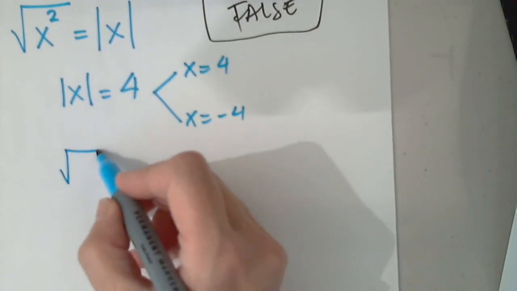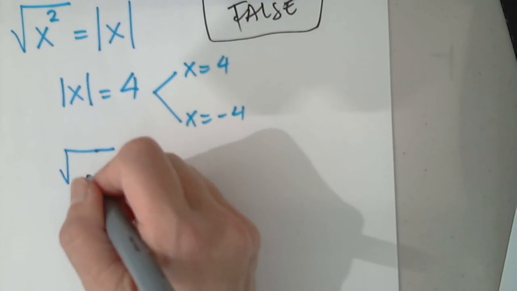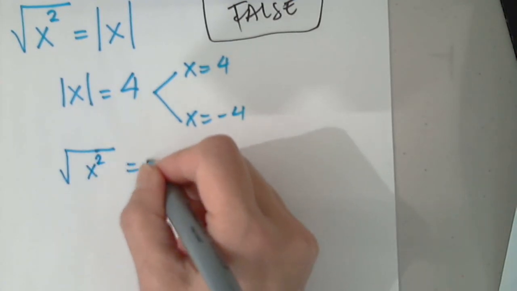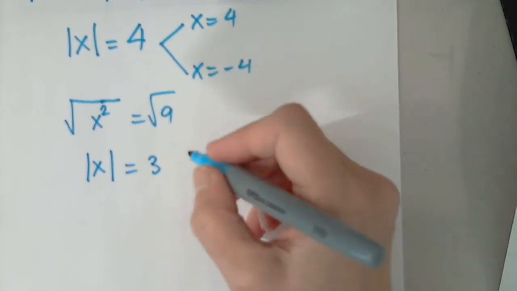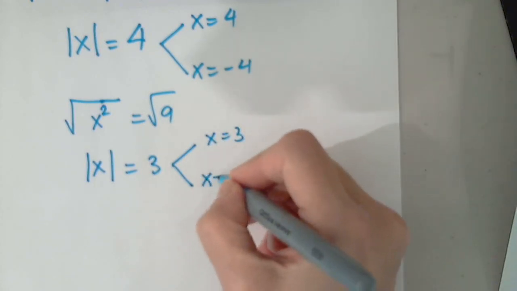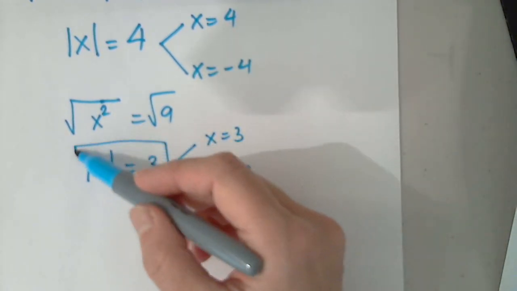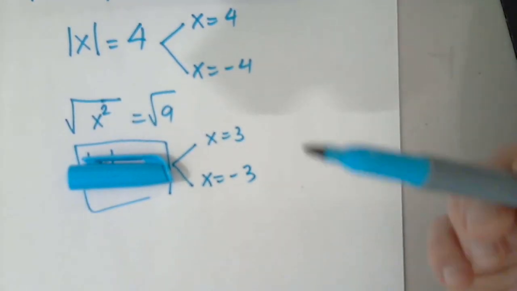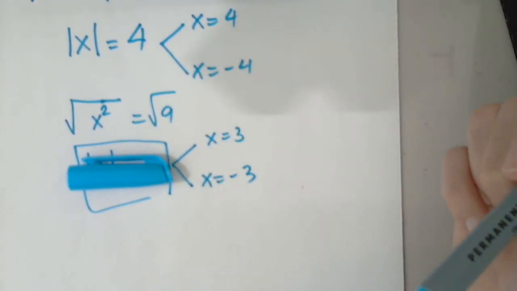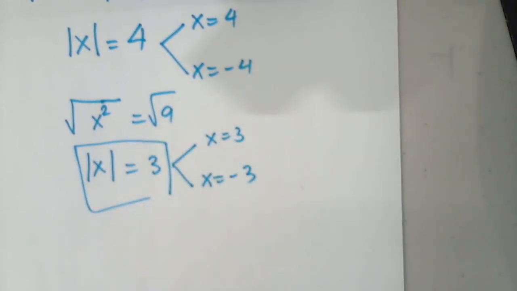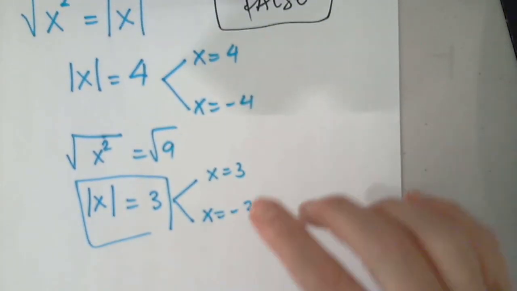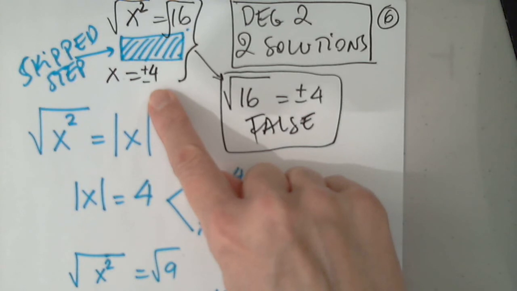So then, for example, if I have the square root of x squared equals the square root of 9, this should change into this. And then x equals 3 and x equals negative 3. Instead, we skip this step and we come back and say, x is plus or minus 3. But not to assume that the square root of 9 is plus or minus 3, because that's not correct. Okay. Answer would be the absolute value. Is that what you write down? The answer is plus or minus 4.